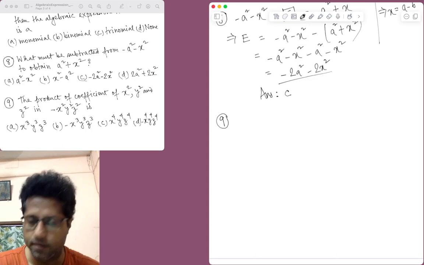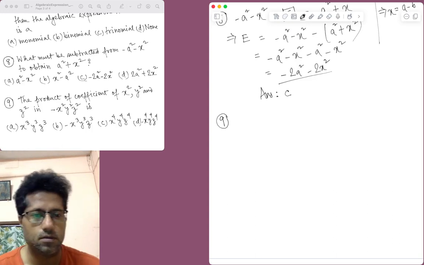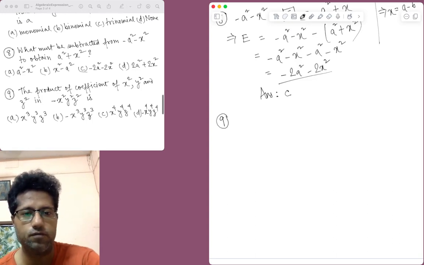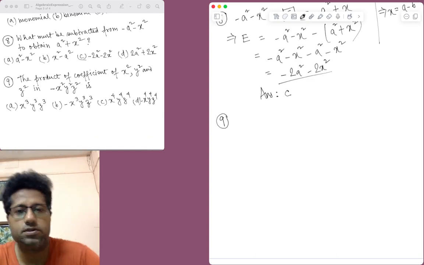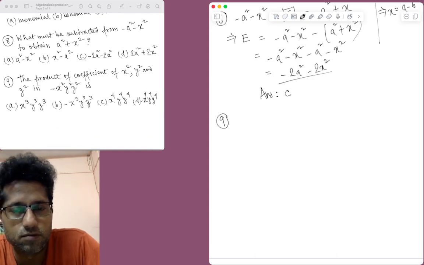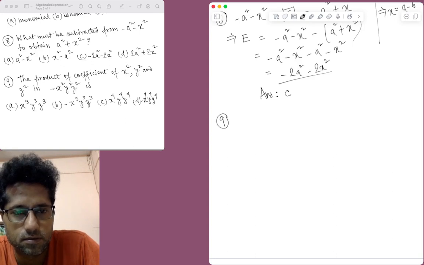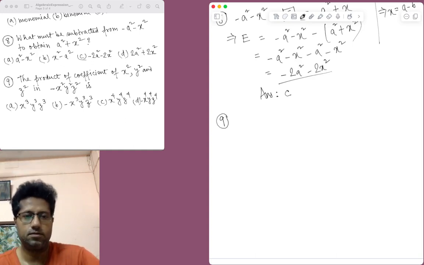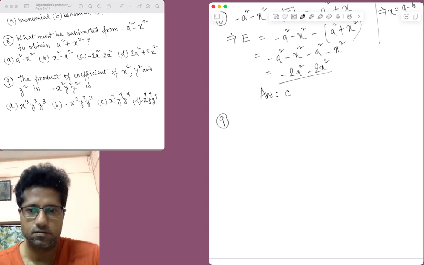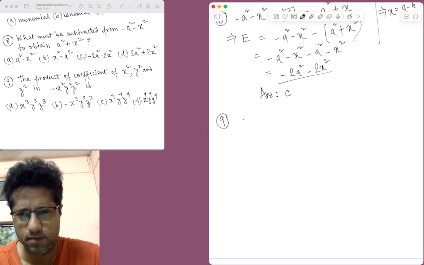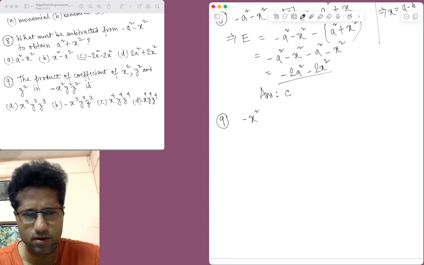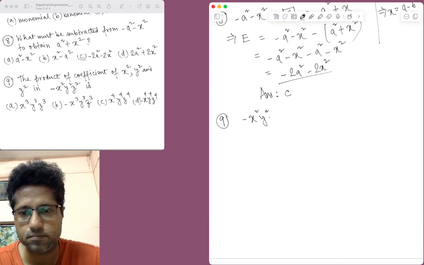Question number 9. Question number 9 says the product of coefficient of x square, y square and z square in a term, that is, minus x square y square z square, is. Okay. So the term given here is minus x square y square z square. This is a term, or you can even consider it as an algebraic expression with a single term.